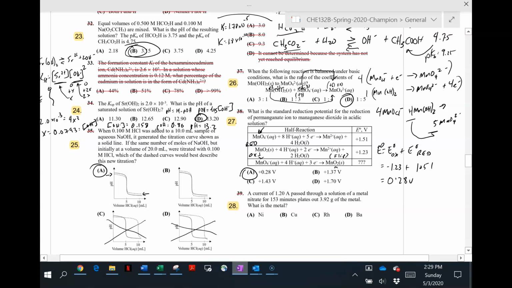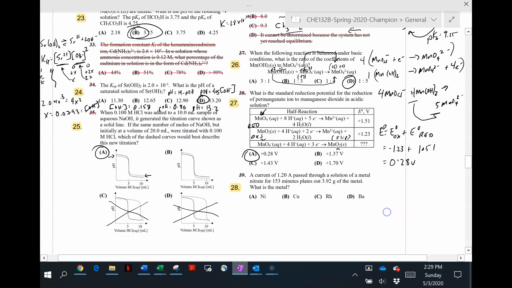Okay, and then the current passed through a solution of metal nitrate for 153 minutes, plated out 3.92 grams of the metal. We're asked, what is the metal? The way we tackle these kinds of problems is that we're going to use our 153 minutes, and convert minutes to seconds, and then we're going to note that 1.20 amps is a coulomb per second.